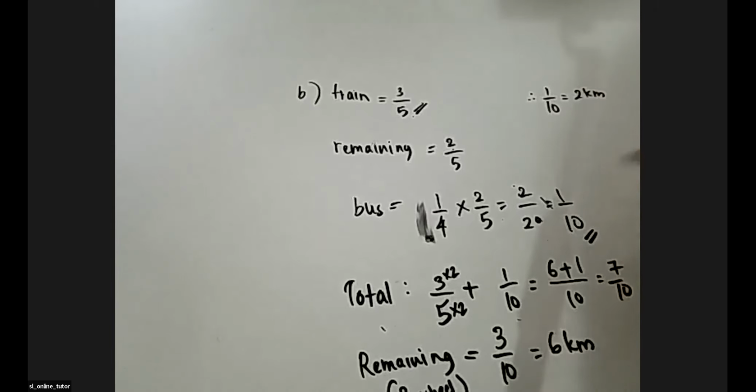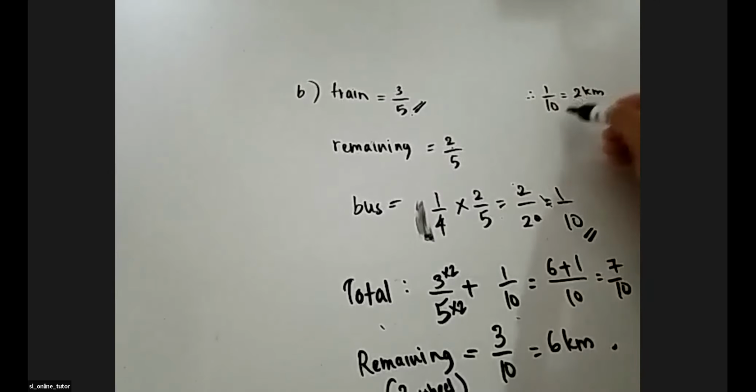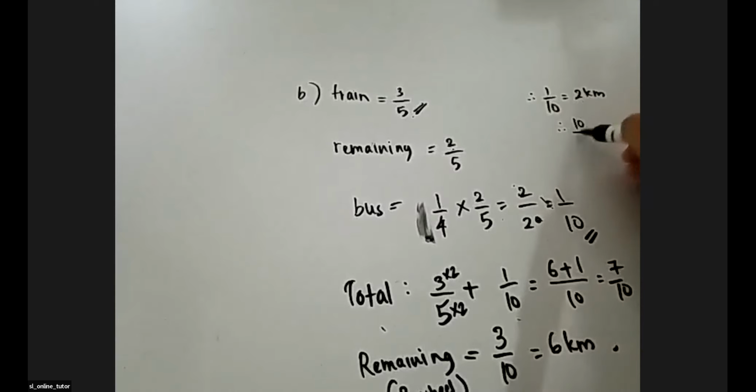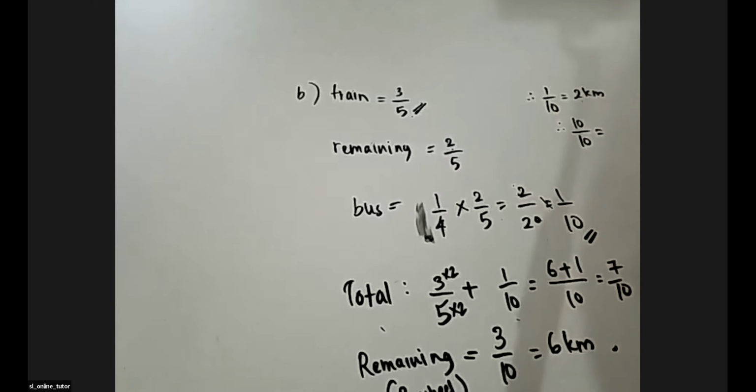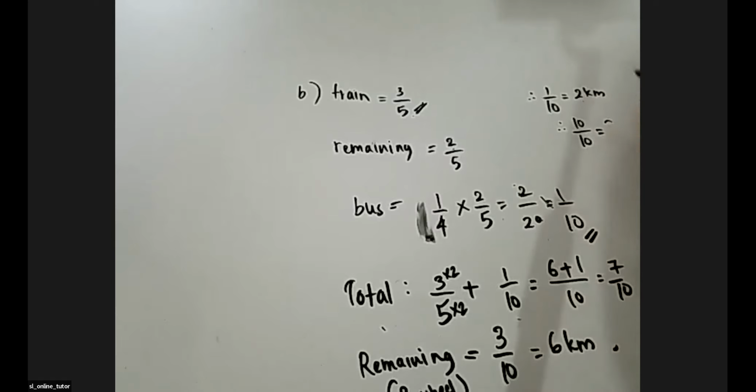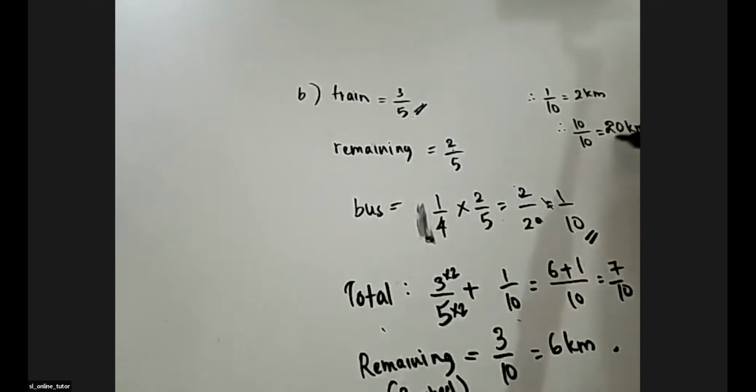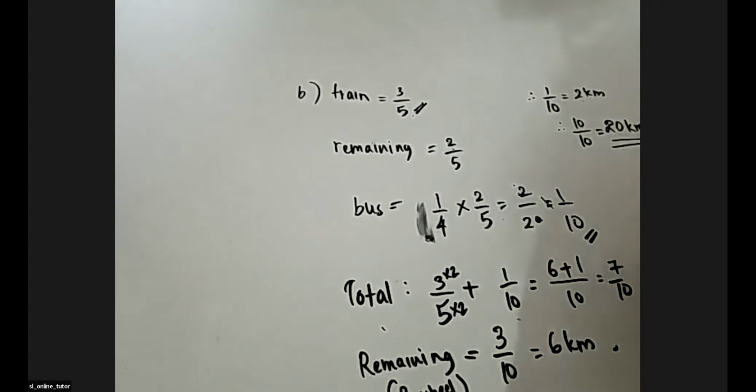If we take it in the other manner, it's wrong, because we are finding the remaining after he traveled by bus. They have not mentioned it properly. After traveling the total distance only, you have to find the remaining. So it's 2 kilometers. Therefore, what is the total distance? 10 by 10, so 2 times 10, 20 kilometers. 20 kilometers is the total distance. So this is part B of fractions, question number 5, the missed one.